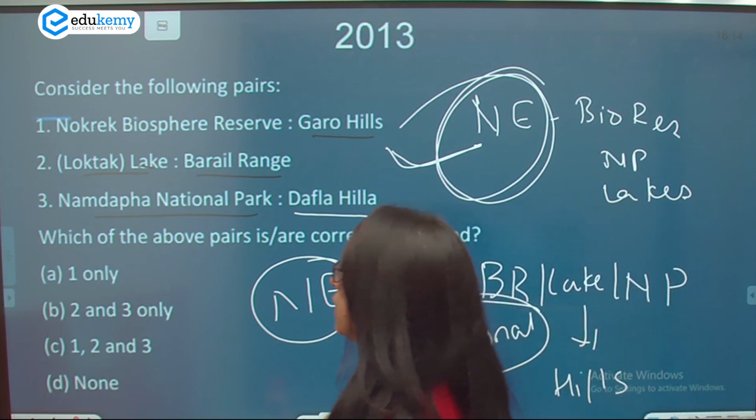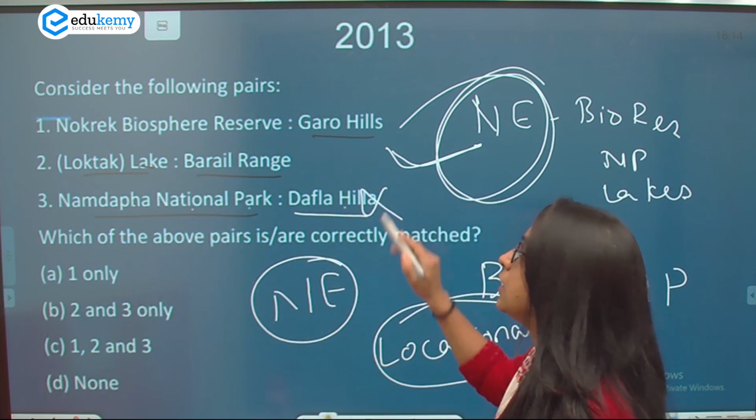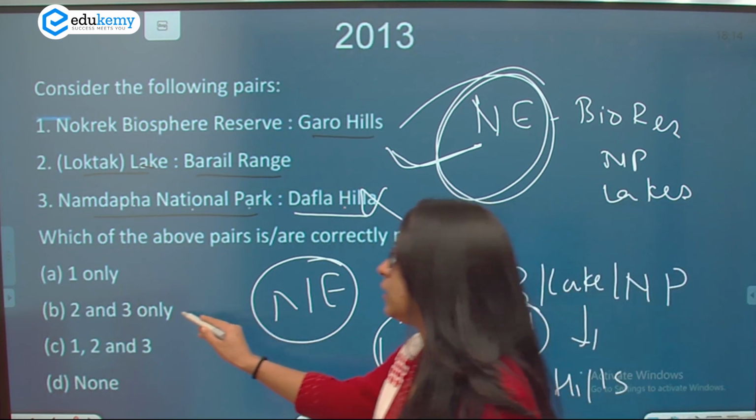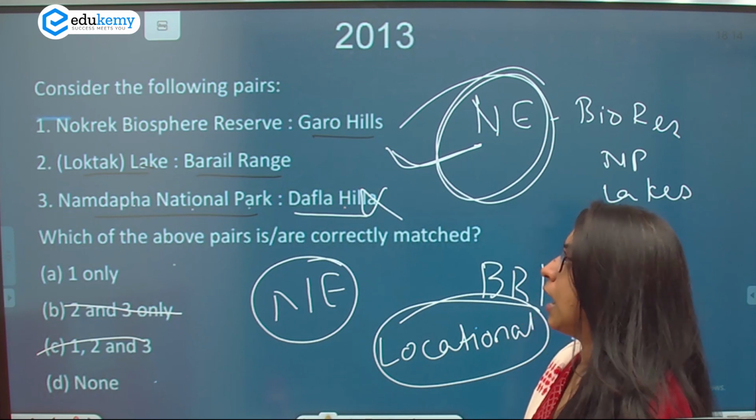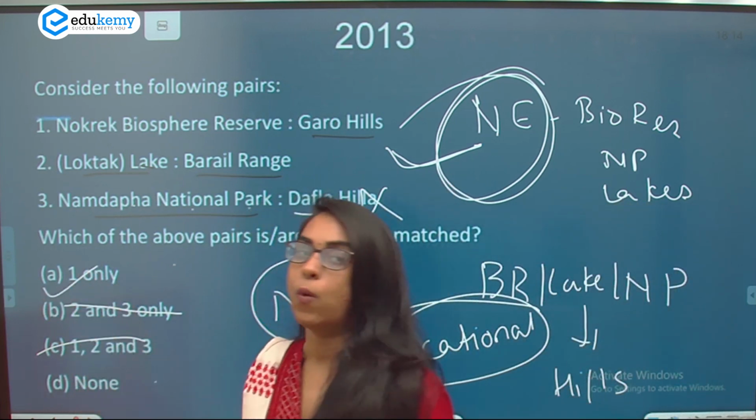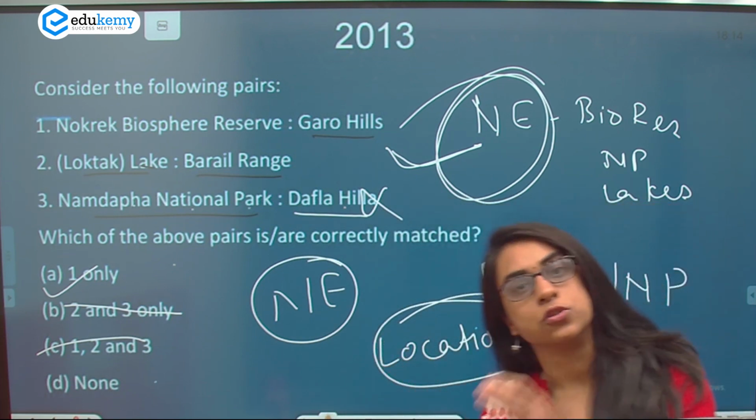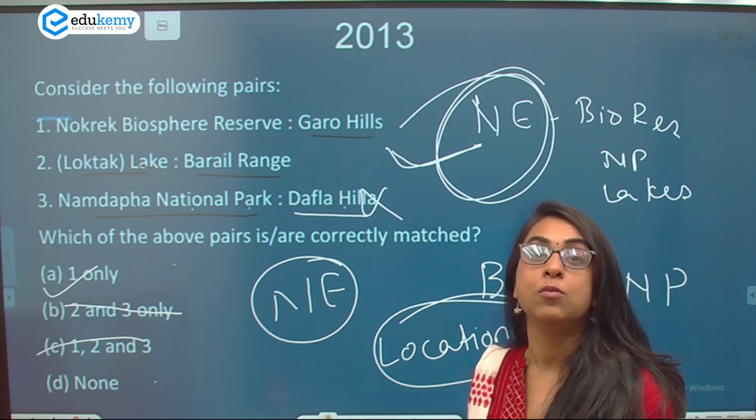So if I actually analyze Namdapha National Park and Dafla Hill, this is incorrectly matched. We will see this in detail. So if we cancel 3, we are either left with 1 only and none. Here the statement that Nokrek is in Garo Hills is correct. So the answer is 1 only. But then simply do not learn that Nokrek is in Garo, Nokrek is in Garo. Don't simply learn, but try to analyze what more you can learn.